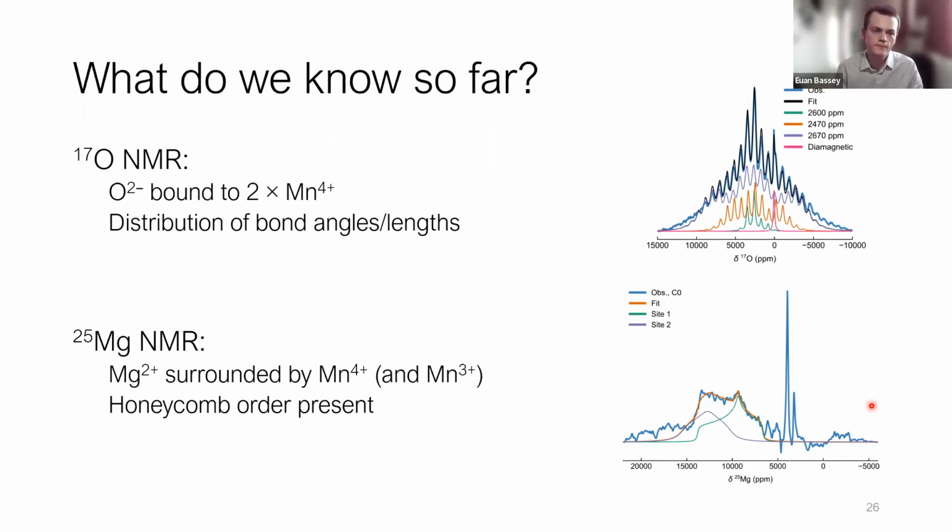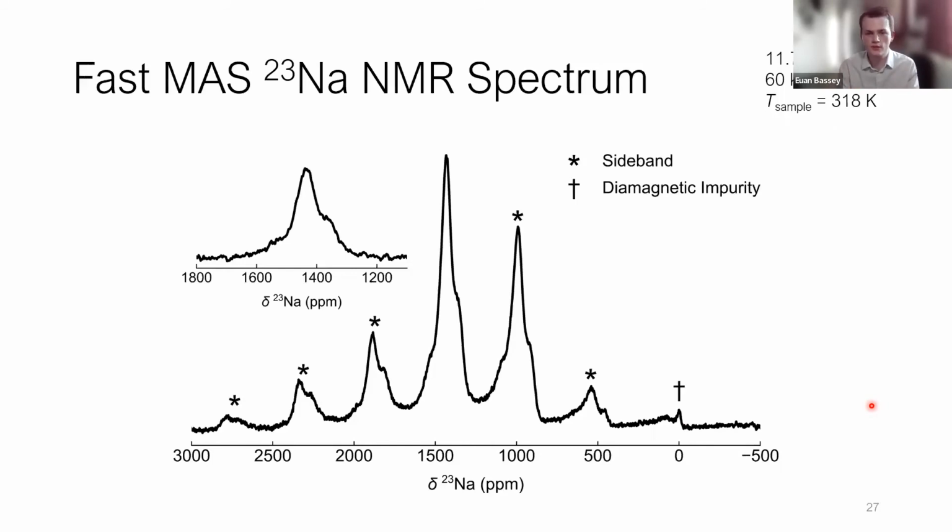Okay, so now that we know about the 17 oxygen and the 25 magnesium of the pristine material, the next point is obviously to go to sodium. So this is the sodium NMR spectrum. I think it's quite a pretty spectrum. It's one of my favorite looking spectra that I have. What you can see is the isotropic resonance sitting at just over 1400 ppm. Again, this was isolated by a PJ MATPASS experiment.